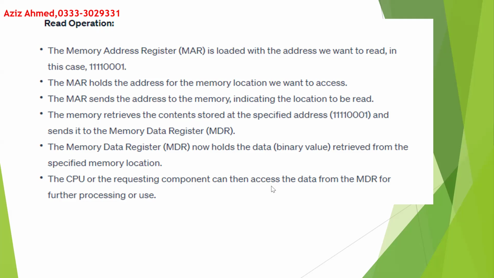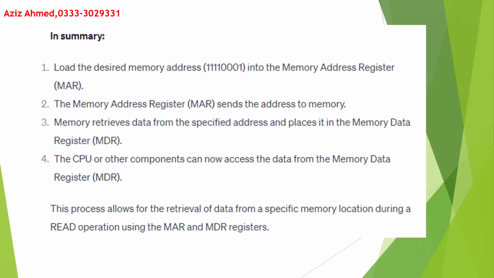In summary, this summary is given. It said load the desired memory address into MAR. The MAR sends the address to memory. Memory retrieves data from the specified address and places it in the MDR register. The CPU or other component can now access data from the memory data register. So this process allows for retrieval of data from a specific memory location during a read operation using MAR and MDR.